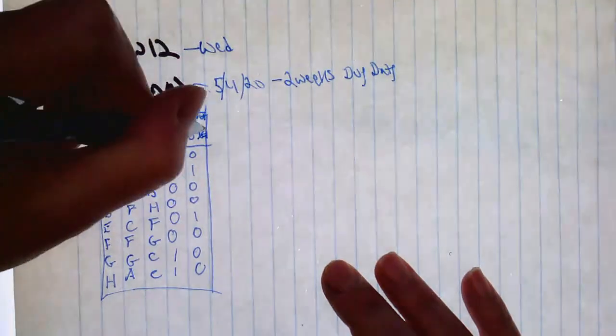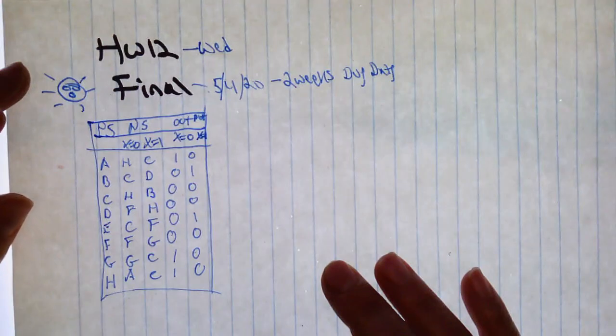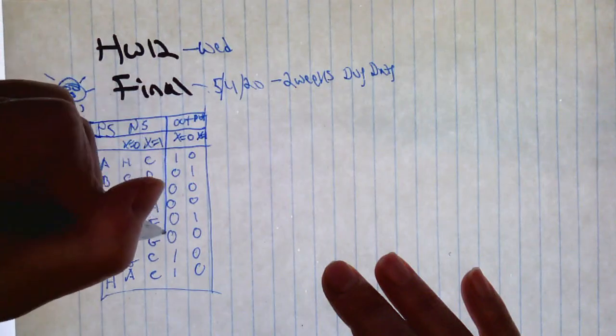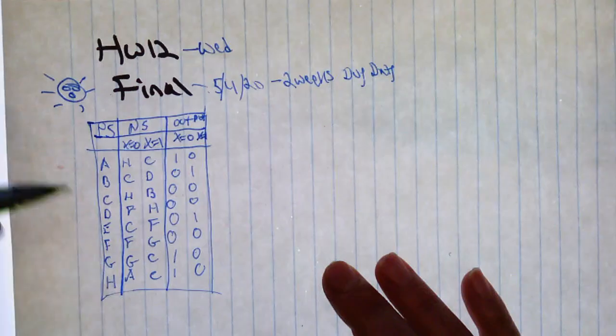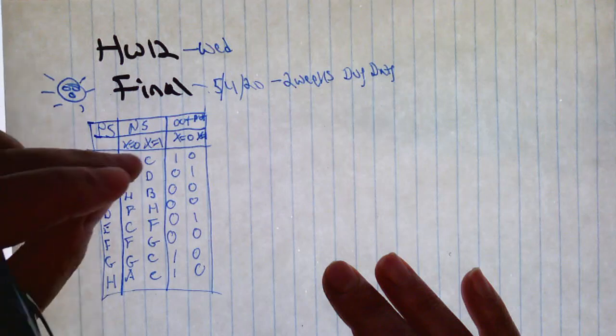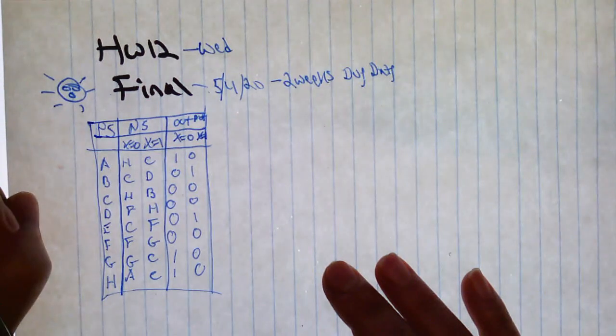Is it a Moore machine or is it a Mealy machine? What could this be? Moore machine or Mealy machine? You got a 50-50 shot. What do you think it is? Moore or Mealy? Yes, it's a Mealy. And why is that? Well, because the outputs are a function of the inputs, not just the present state.